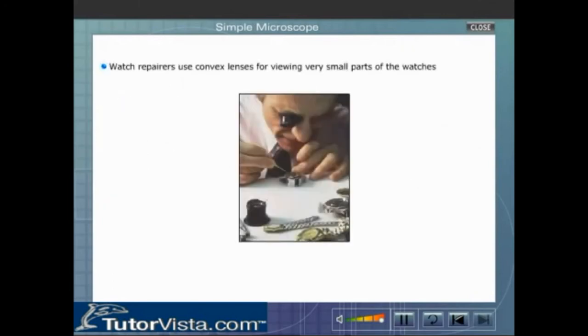Watch repairers use convex lenses for viewing very small parts of the watches. Click on the link provided to view the derivation.